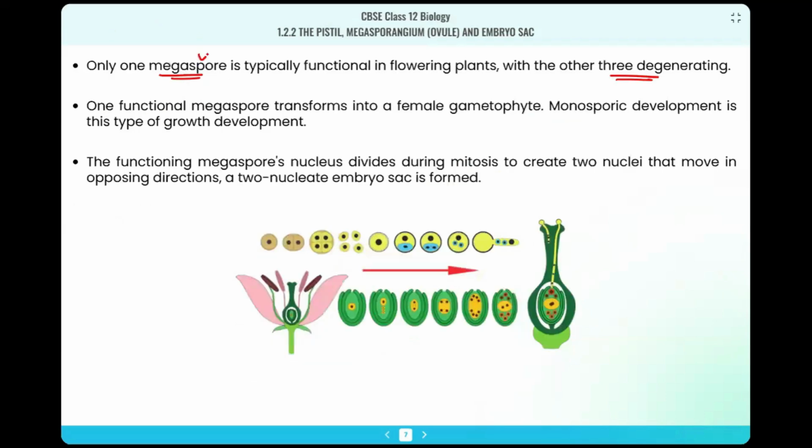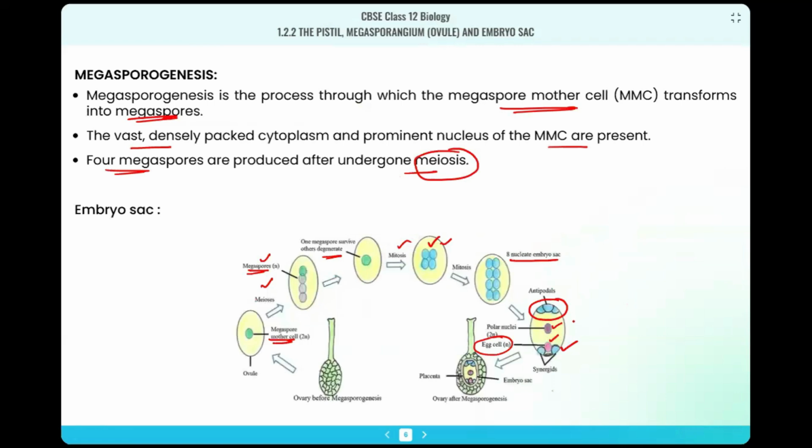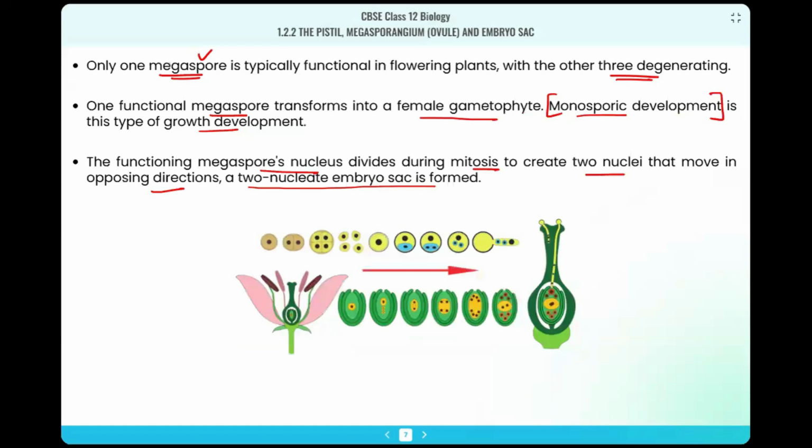Only one megaspore is typically functional in flowering plants, with the other three degenerating. Now, one functional megaspore transforms into a female gametophyte, and this type of development is called monosporic development. The functioning megaspore nucleus divides by mitosis to create new nuclei that move in opposite directions. A two nucleate embryo sac is formed. Here you can see they are moving towards two opposite poles, giving a two nucleate embryo sac.